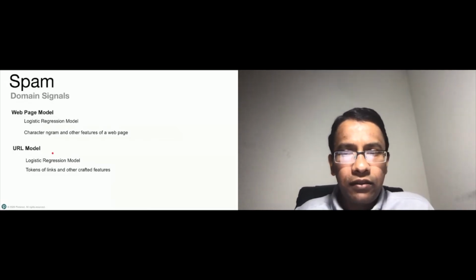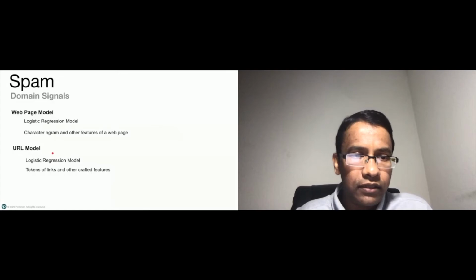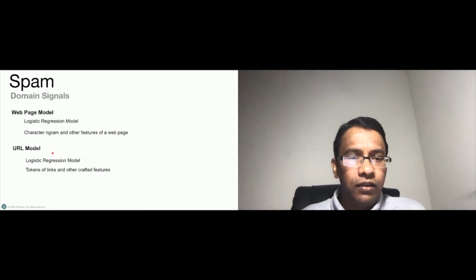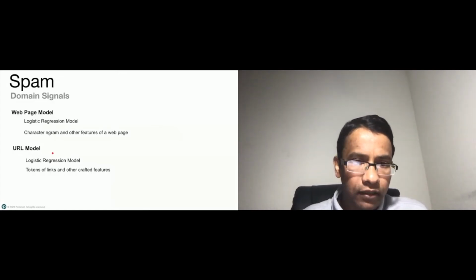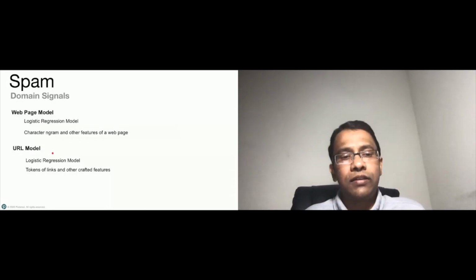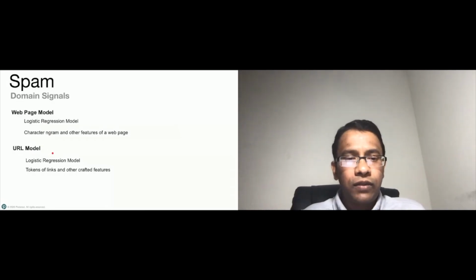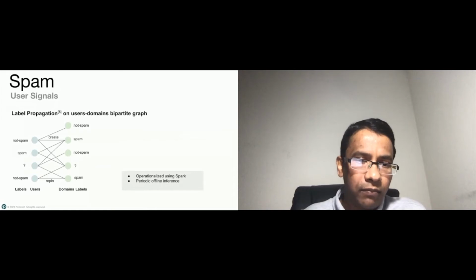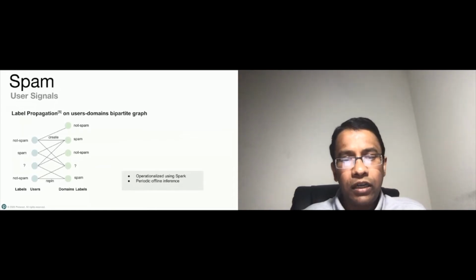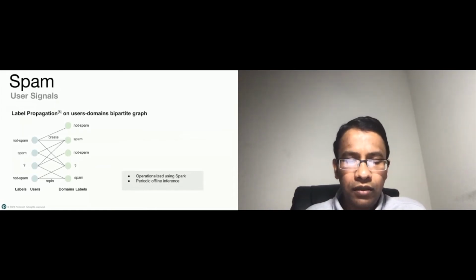Some of the user signals that we have created: one is using a users and domain bipartite graph. We do label propagation on it, and that's how we find out whether the remaining users, and the remaining domains which are not labeled, are spammy or not spammy. This we have operationalized using Spark, and it also does periodic offline inference.